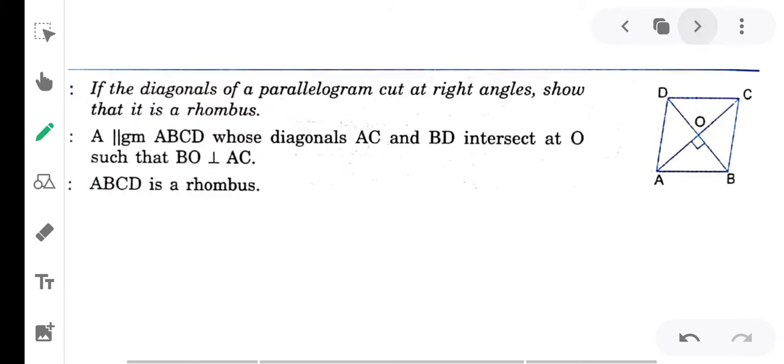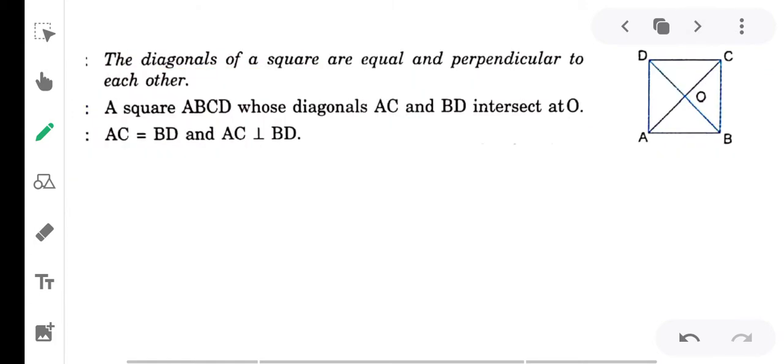Clear? Then if the diagonals of a parallelogram cut at right angles, that means if ABCD is a parallelogram and the diagonals BD and AC cut at right angles, that means angle AOB is 90 degrees, then it will be a rhombus.